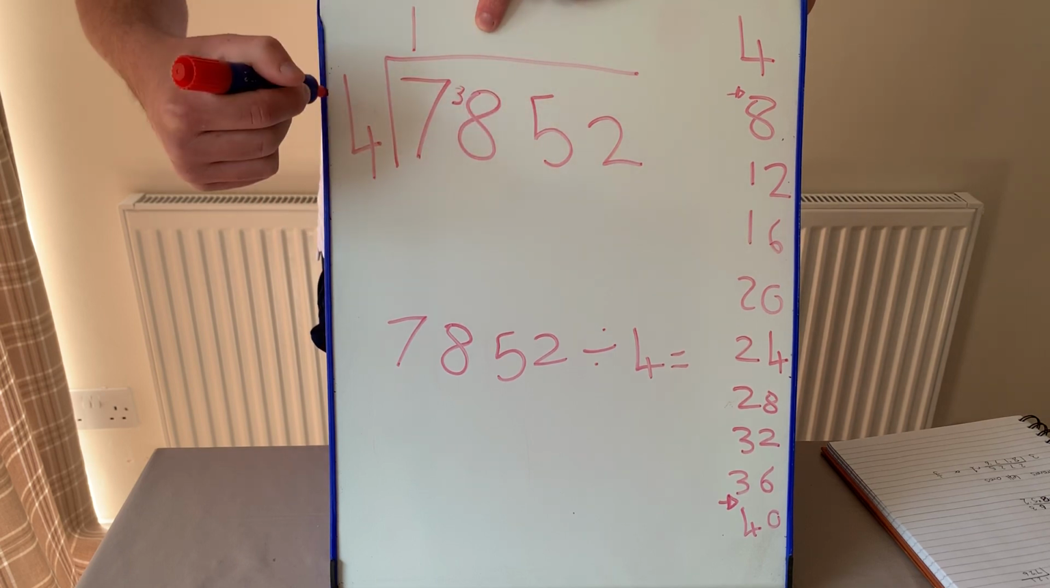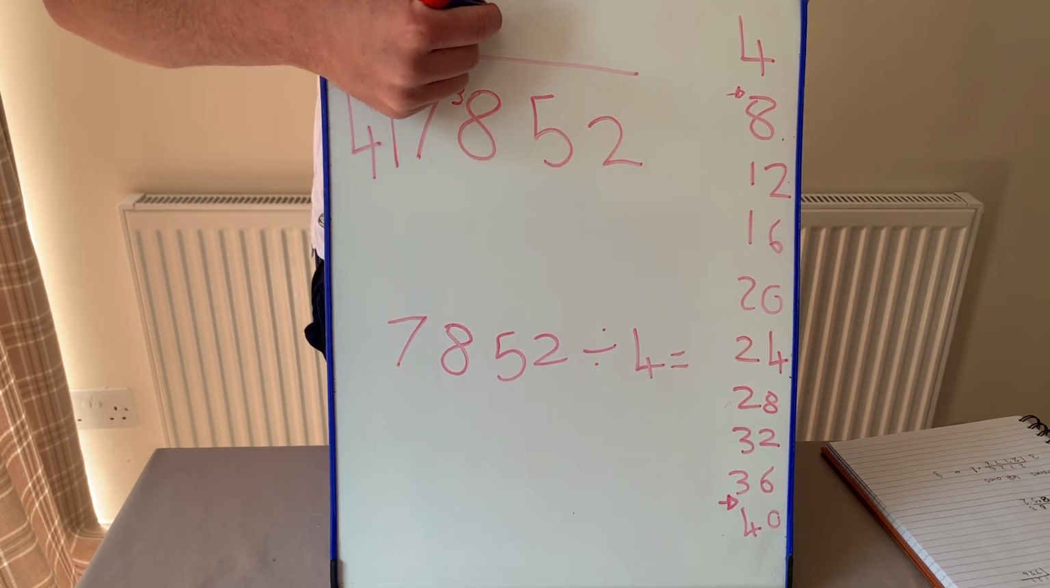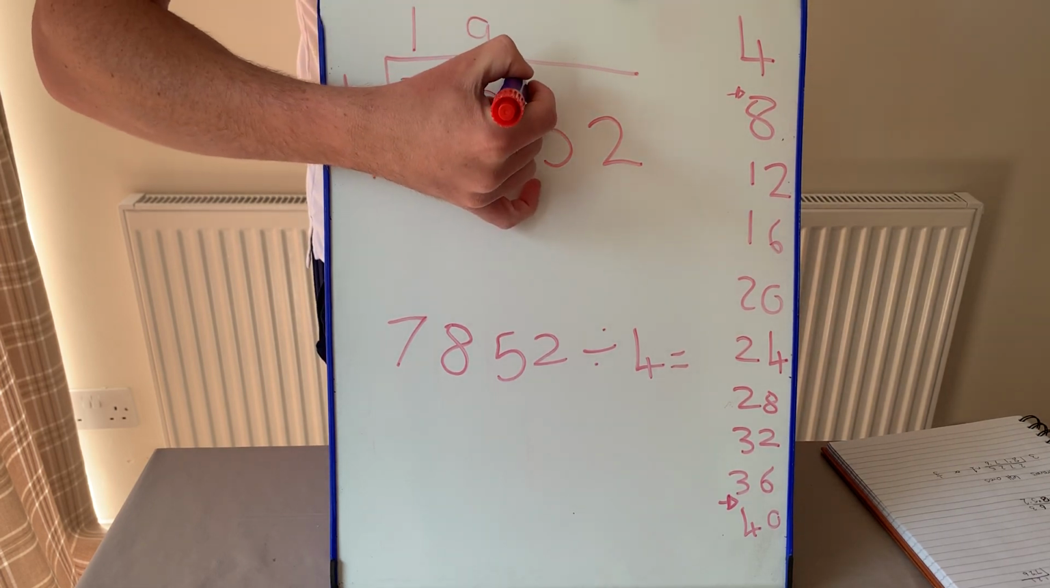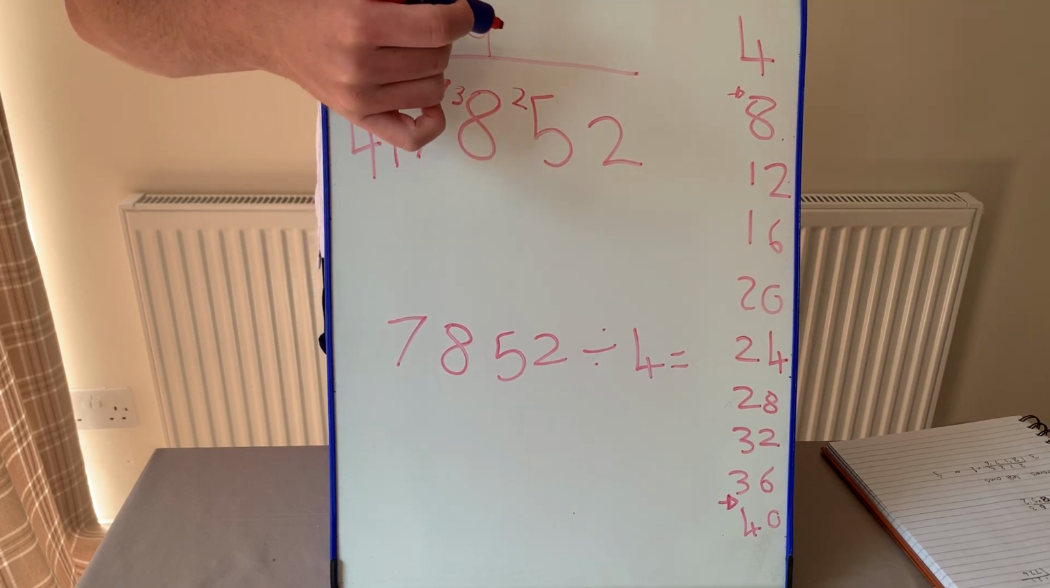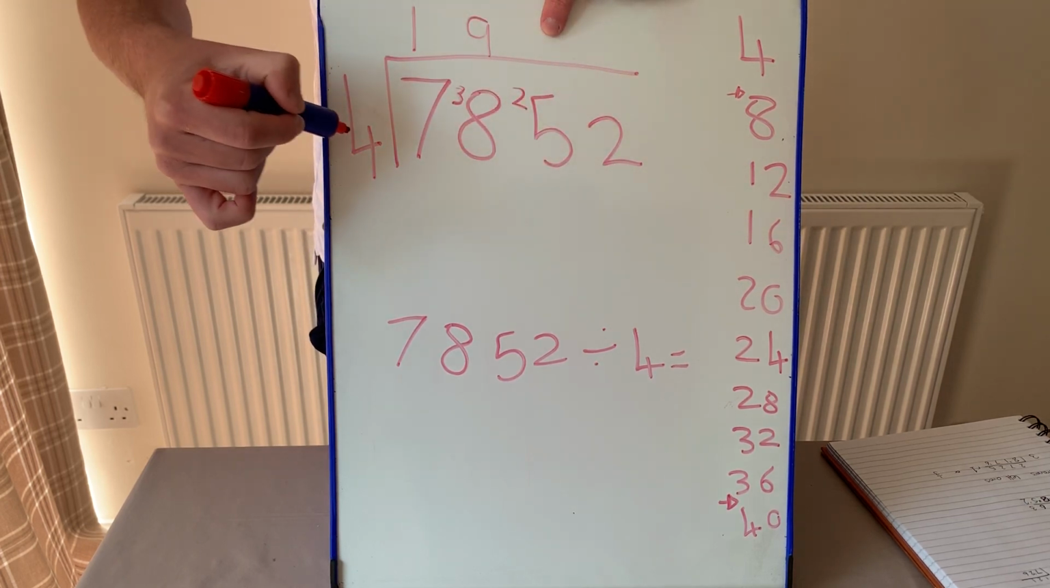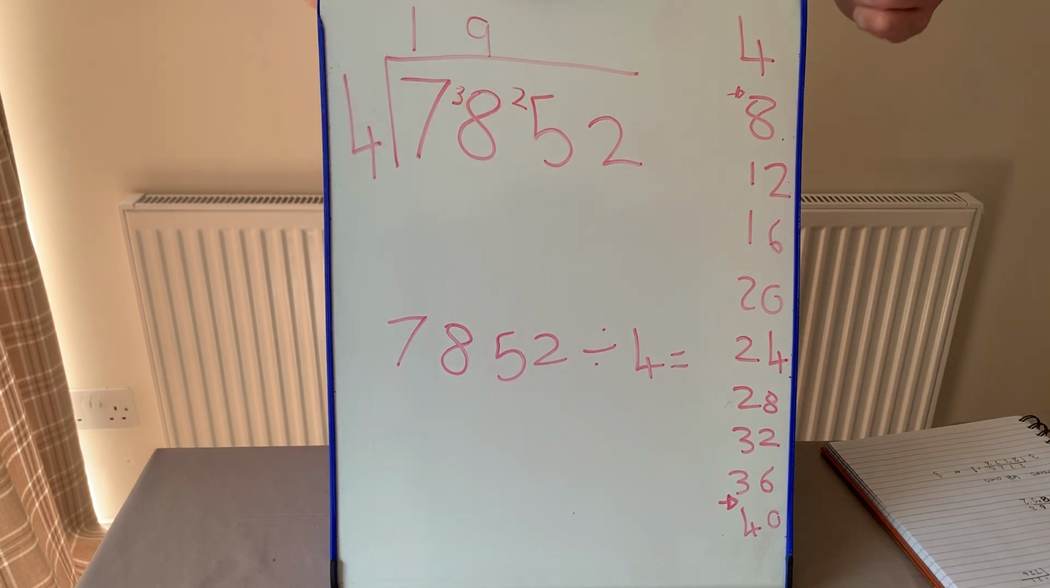So 38 divided by 4 is 9 complete ones, and then I've got 2 that I need to move on to the next column. So actually I can't eat them myself, that's a real shame. So now that I've got 25 divided by 4, we can just use our times table again.